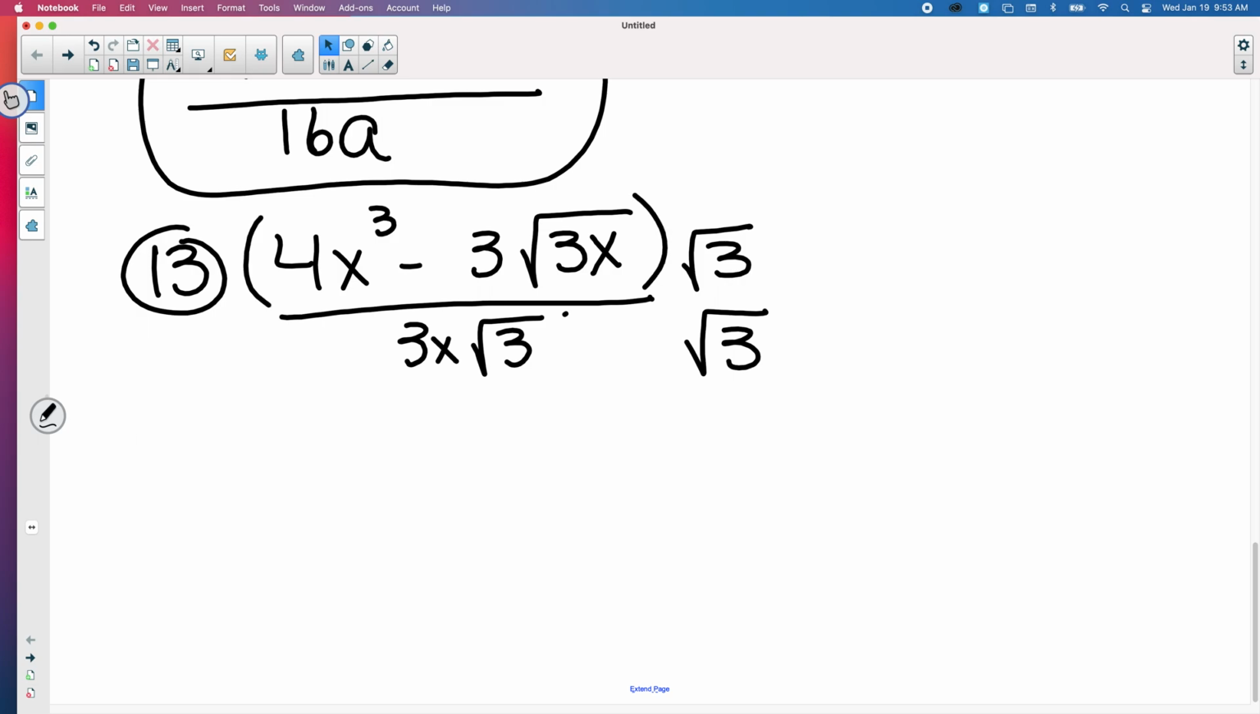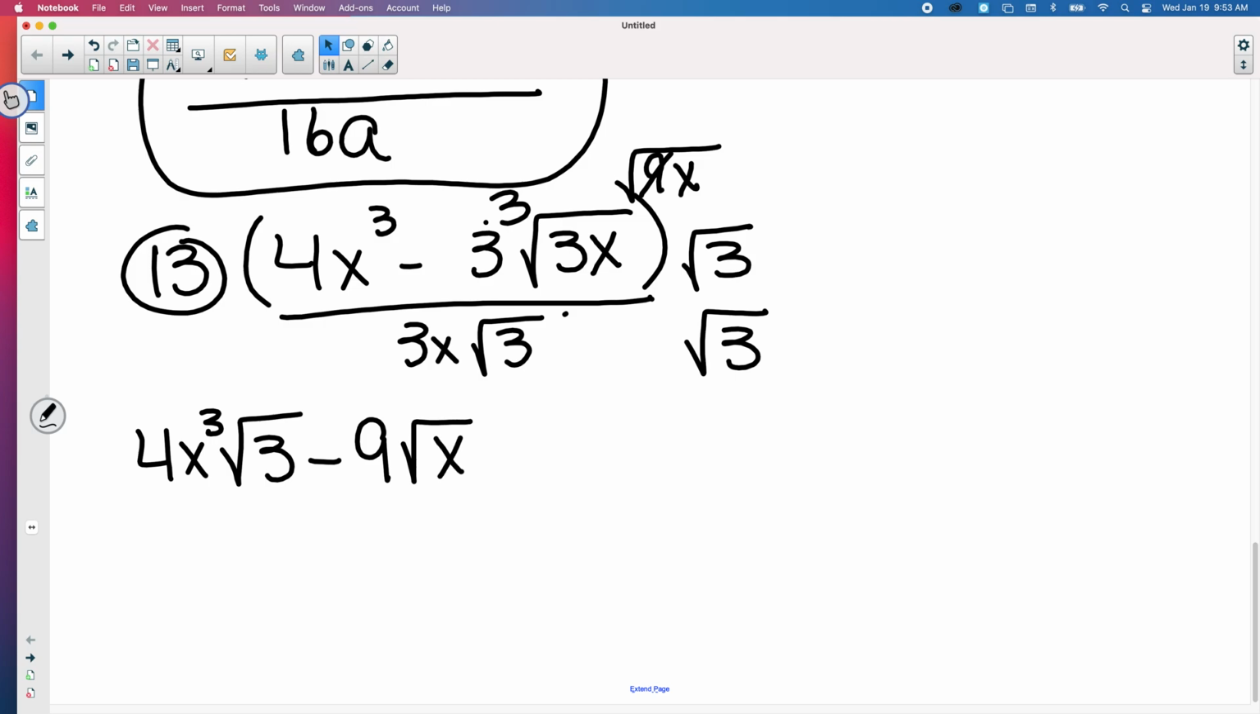So on top, I would have 4x cubed radical 3 minus, if you take radical 3x times radical 3, you get radical 9x. So the 9 you can take the square root of, and so that would be 9 radical x. And then on bottom, you would get 9x. All right. Any questions on that? Okay.